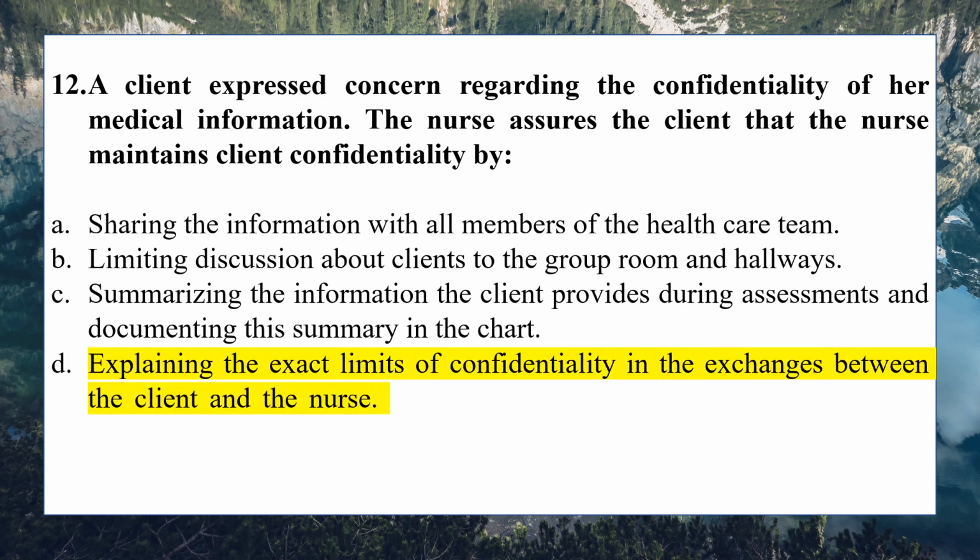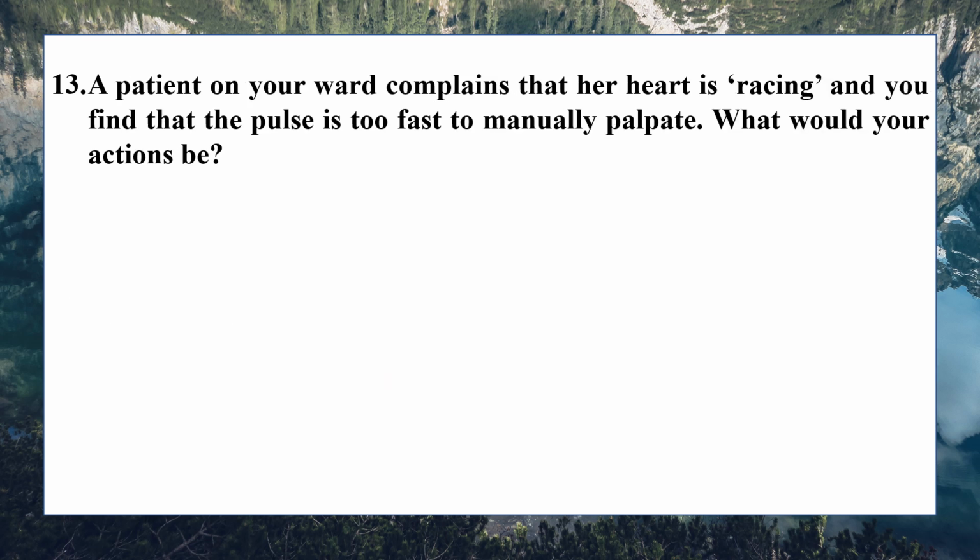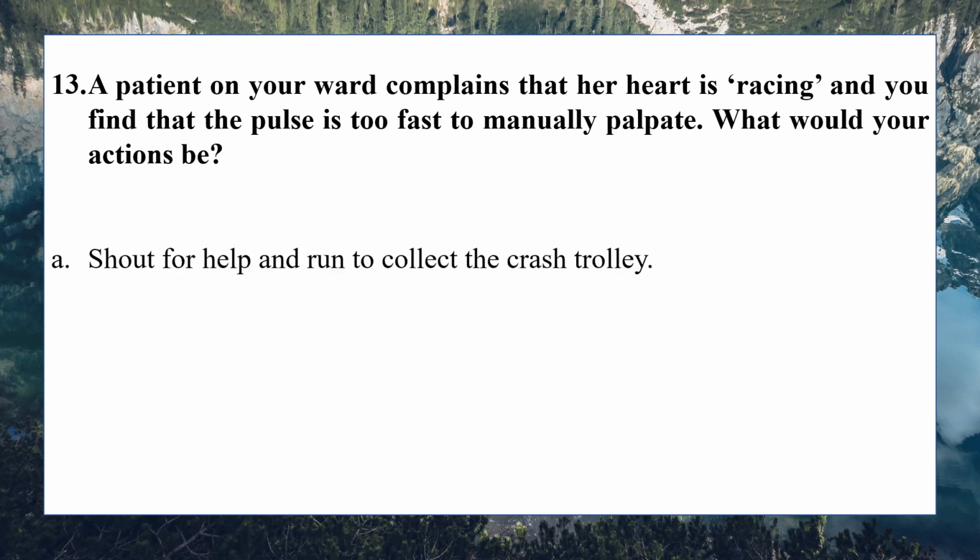The correct answer is D. Explaining the exact limits of confidentiality in the exchange between the client and the nurse. A patient on your ward complains that her heart is racing and you find that the pulse is too fast to manually palpate. What would your action be? Option A. Shout for help and run to collect the crash trolley.